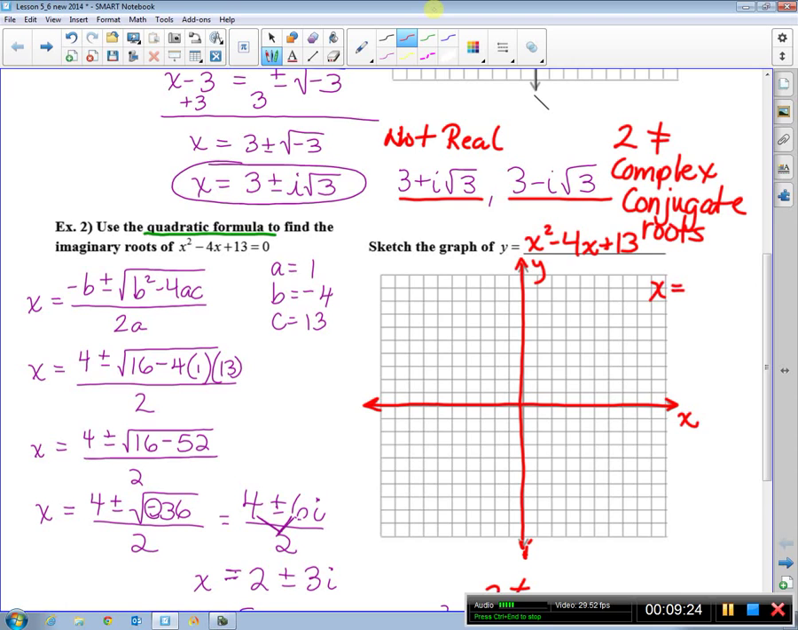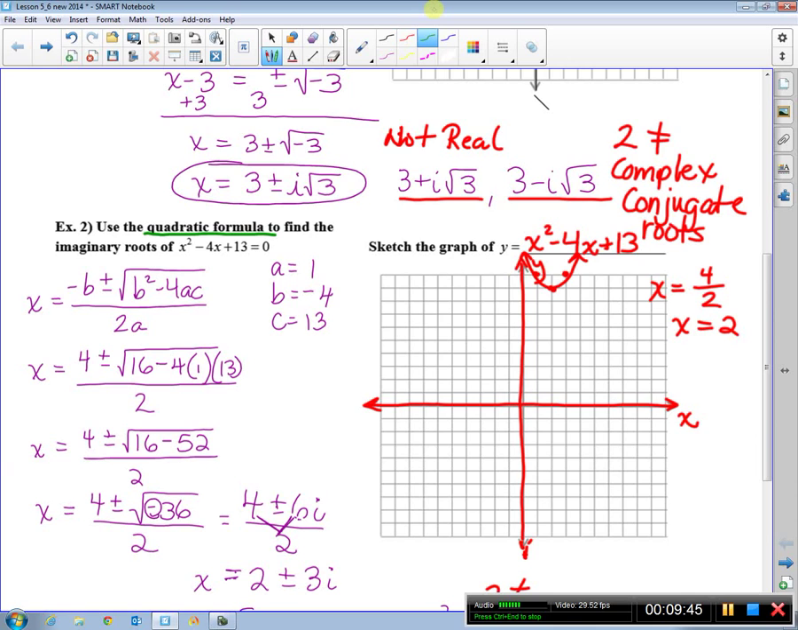Axis of symmetry would be negative b over 2a. So definitely at 2. If we subbed that in, we would get 9. And we saw those 10 points on either side of it. So our parabola is way up there.